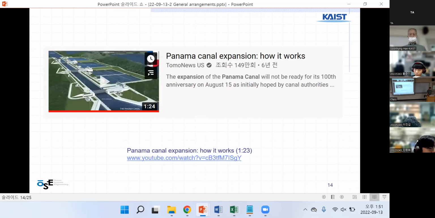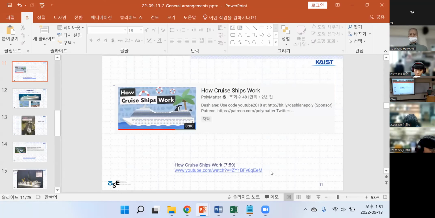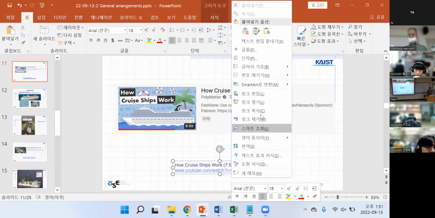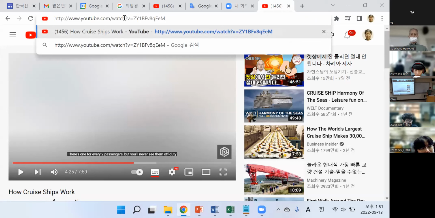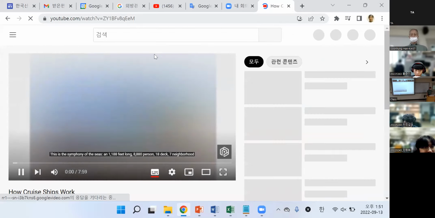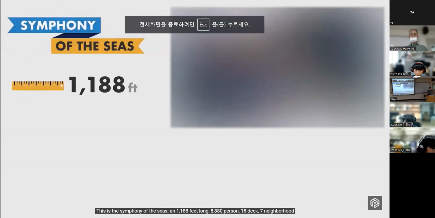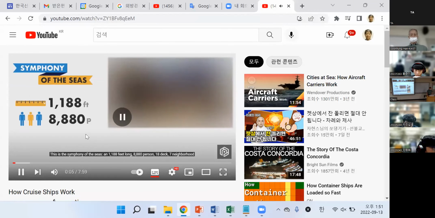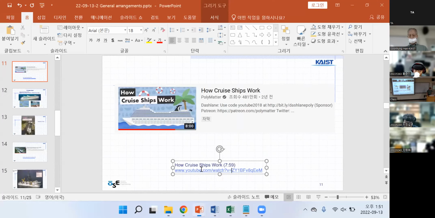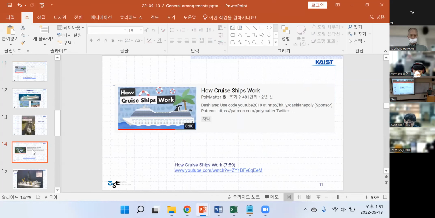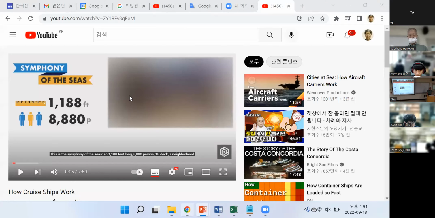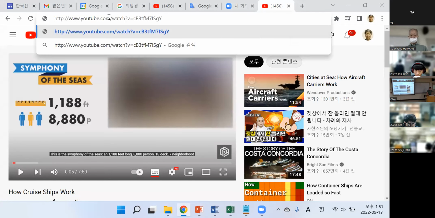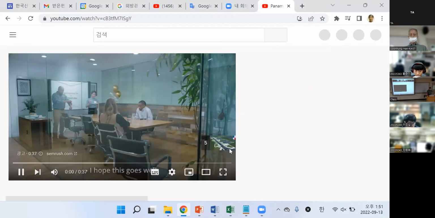There should be another video. This one. Okay. Panama Canal extension. This is the Symphony of the Seas, an 1,188 feet long, 8,880. Oh, I copied another. I hope this goes well.